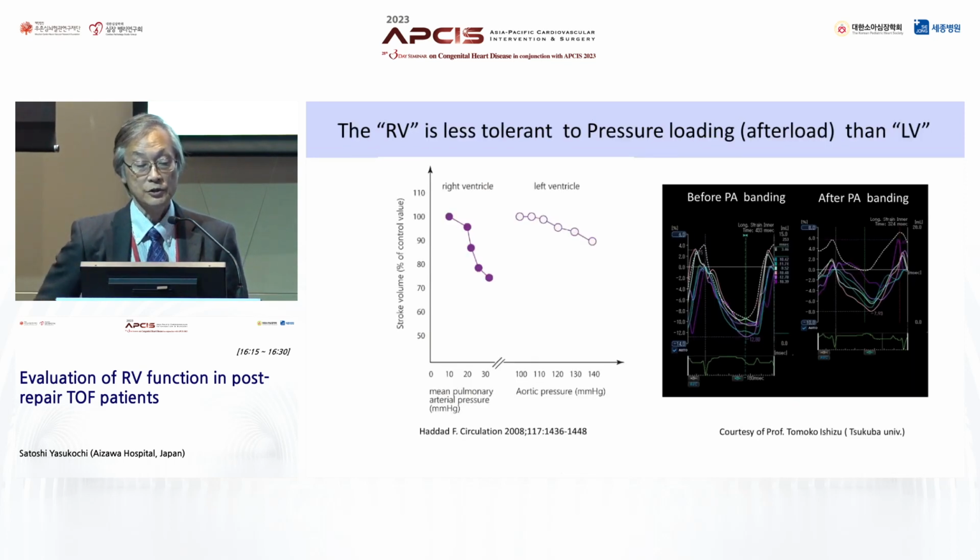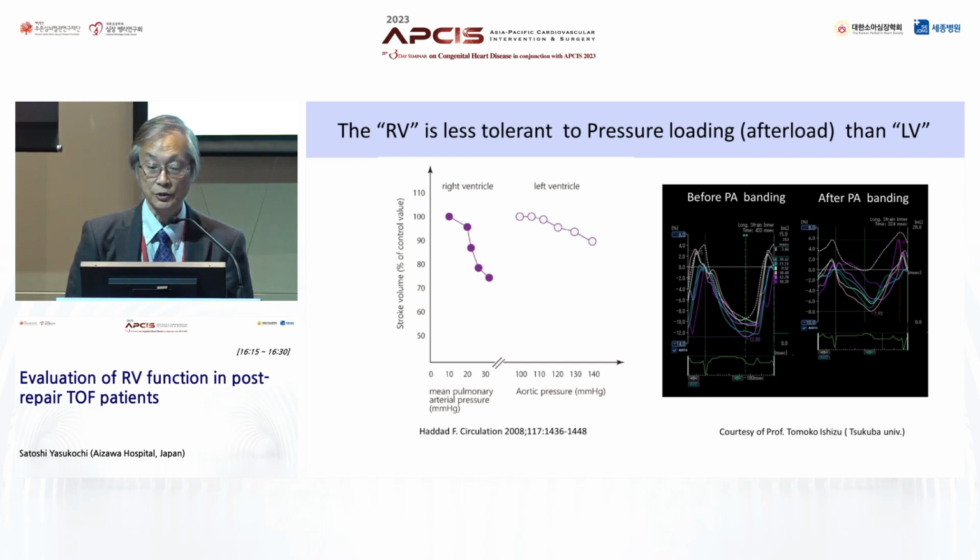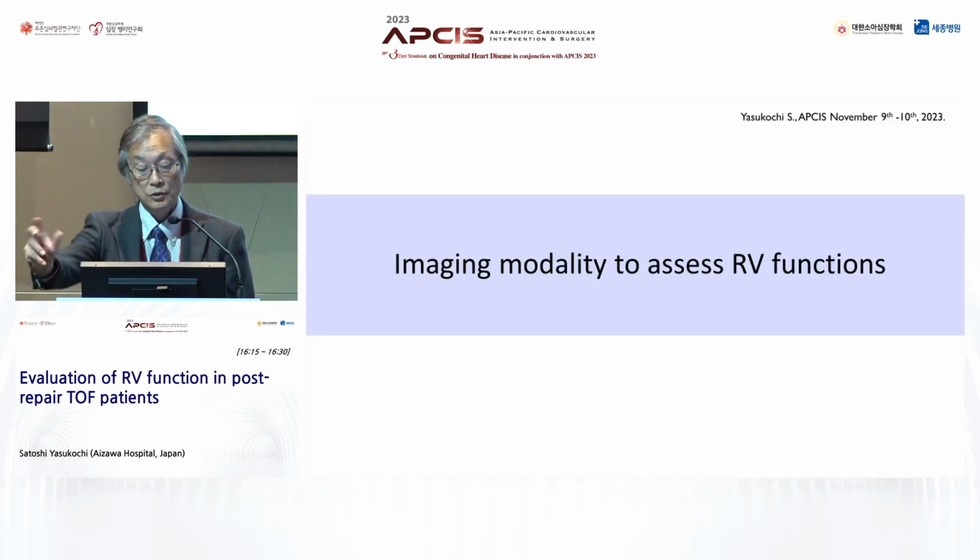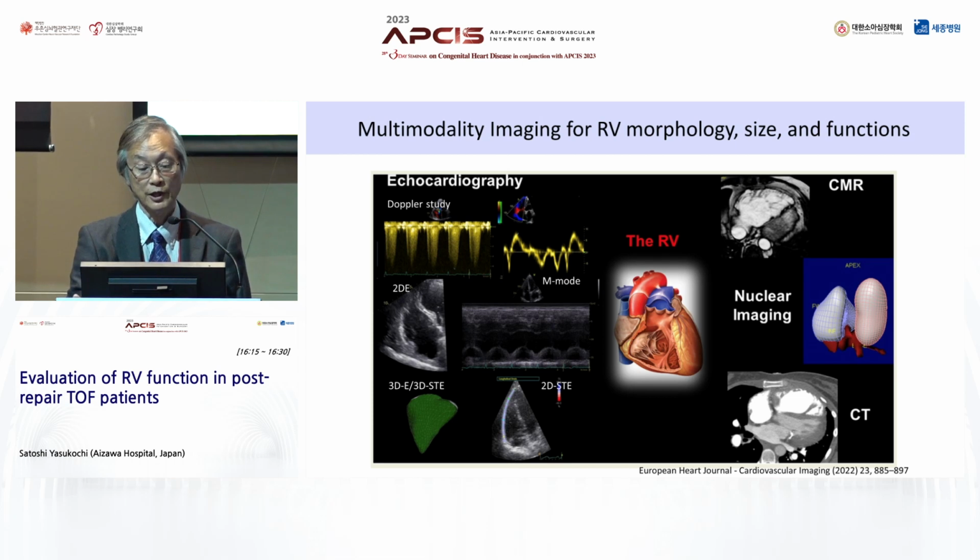The RV also tends to be less tolerant to pressure loading and afterload than the LV. The right side shows before PA banding and after PA banding, with a significant reduction of the peak strain compared to before PA banding. For imaging modalities to assess RV functions, you can use echo, CT, MRI and nuclear imaging. Echo can be 2D and also 3D.